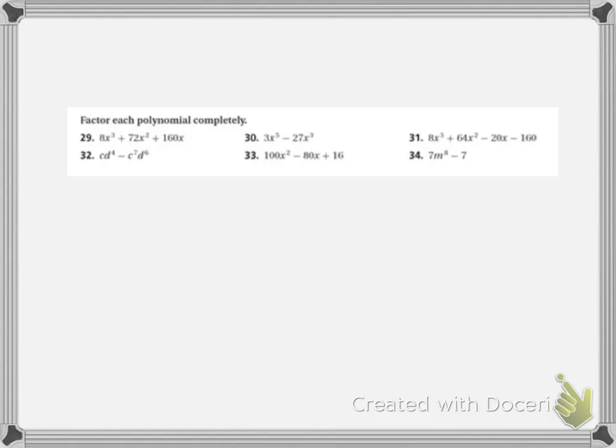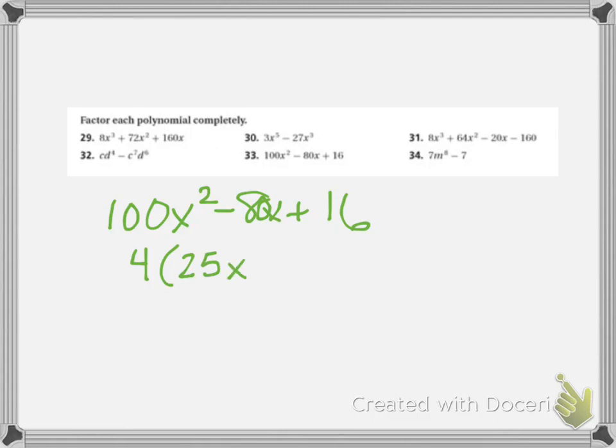number 33. 100x squared minus 80x plus 16. Anything else I missed? 100x squared minus 80x plus 16. All right, so what's the GCF of 100 and 16? More than 2? 4. Okay, so we're going to pull a 4 out of that. 4, then I'm going to get 25x squared minus 20x plus 4. Now, I'm not finished.